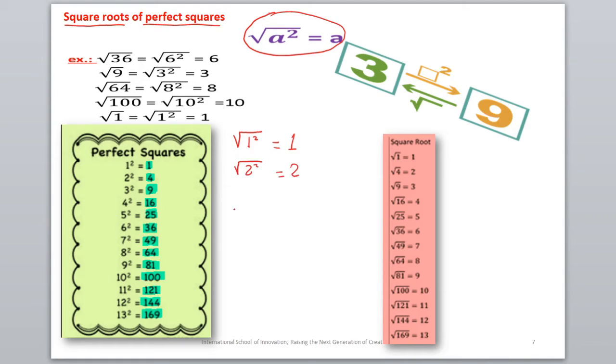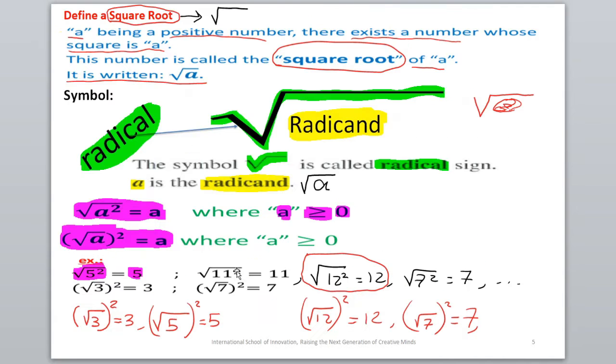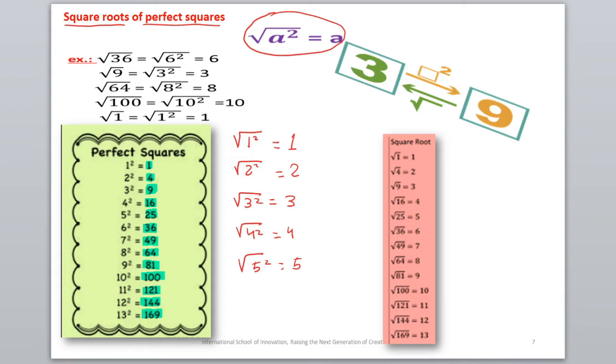It's equal to 2, right? Radical 3 squared, what does it equal? It's equal to 3. Radical 4 squared is equal to 4. Radical 5 squared is equal to 5. Where am I getting this from? I'm getting this from this slide here. Radical 11 squared is 11. Radical 12 squared is 12. Radical 7 squared is 7. We took it before by this formula. Let's continue. Radical 6 squared is equal to 6, radical 7 squared is equal to 7, radical 8 squared is equal to 8, and so on.